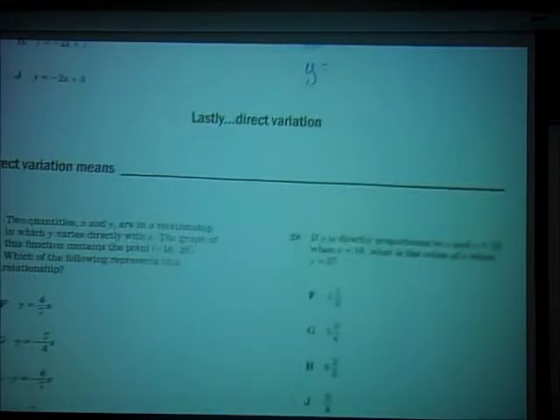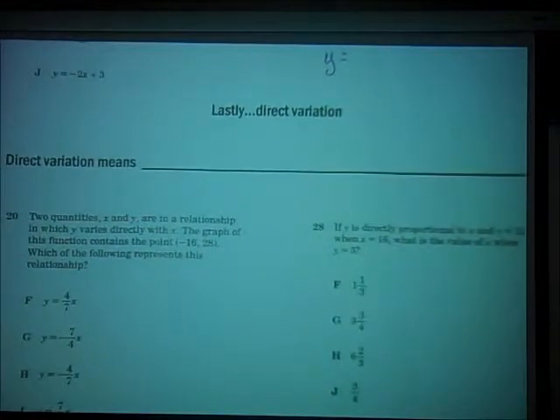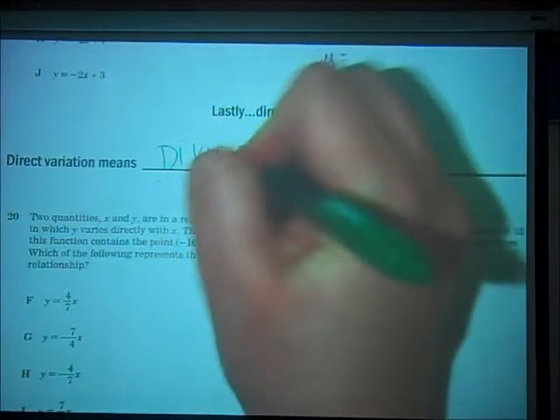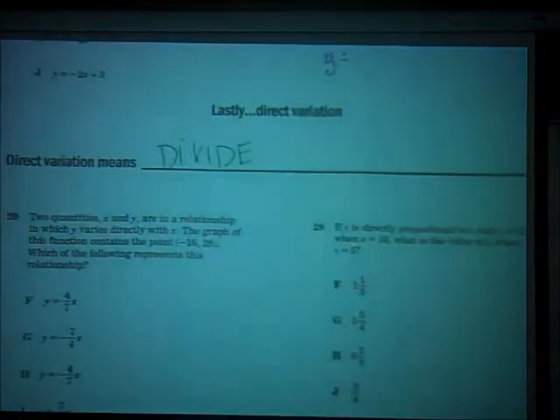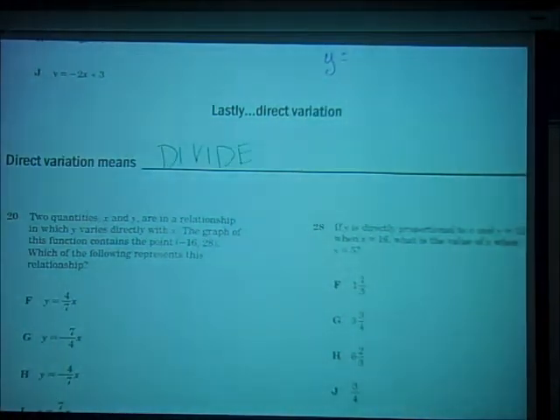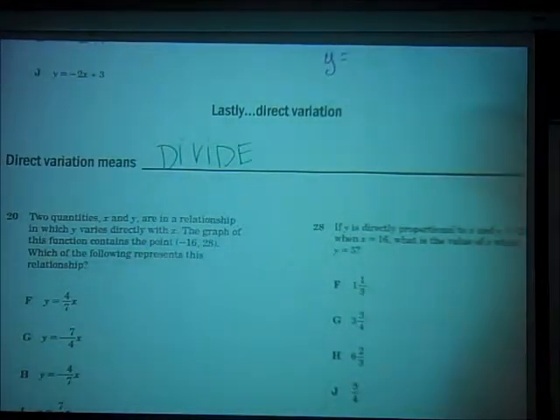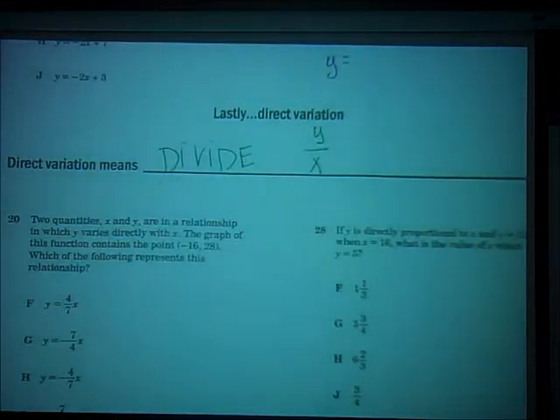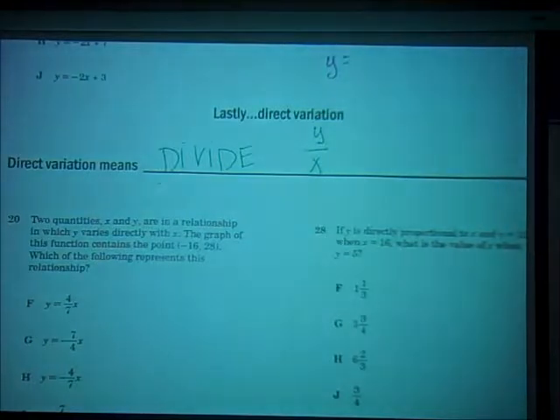Okay, the very last thing we're going to talk about is direct variation. You need to remember this because this is so important, and this is on the test. It's on the test every single time, and it's really easy. If you see the phrase direct variation or varies directly, that means to divide. So direct is divide. Direct is divide. And you're going to divide y by x. That's all you got to do. Y divided by x. We had a problem similar to this on our benchmark at some point. I think 20 was actually it.